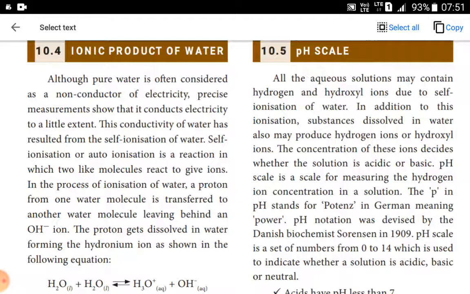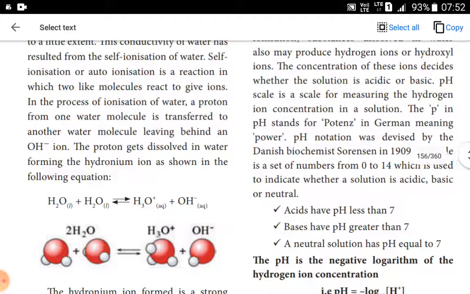That means you take two water molecules. These two water molecules are going to react with one another. H2O plus H2O. They say here that in the process of ionization of water, a proton from one water molecule is transferred to another water molecule, leaving OH minus ions. So the proton is donated to water, forming a hydronium ion. H2O liquid, H2O liquid. These are the reactive water molecules.